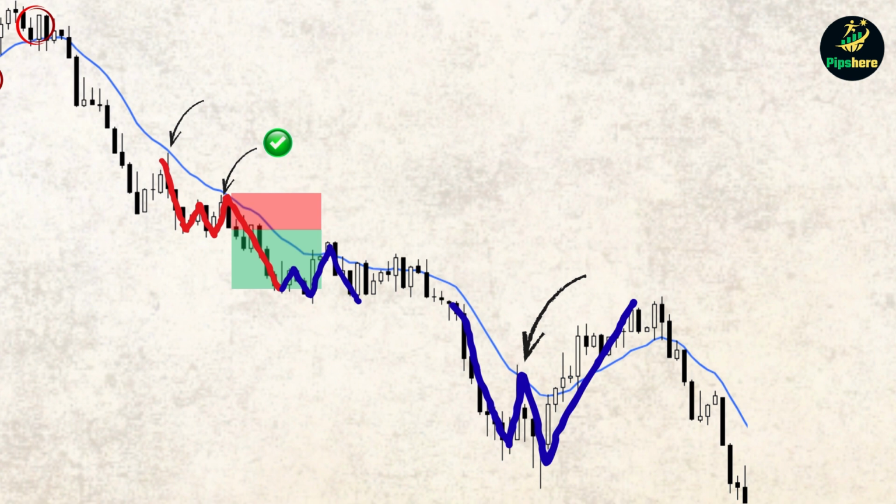This is exactly why reading market behavior is so powerful. The market often repeats the same patterns, and once you learn to recognize those repetitions, you'll start identifying high probability setups with much greater confidence.